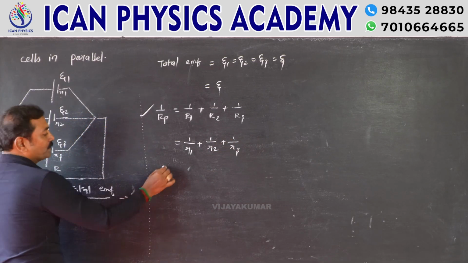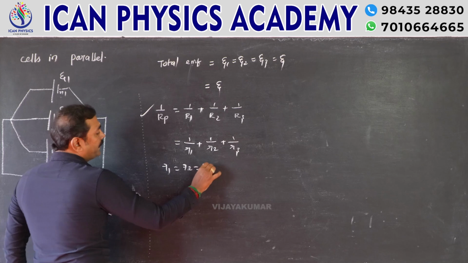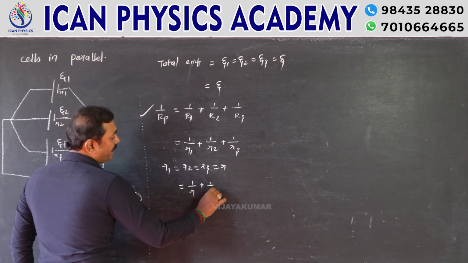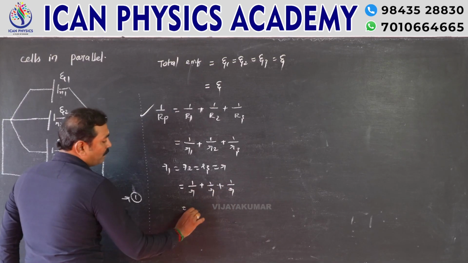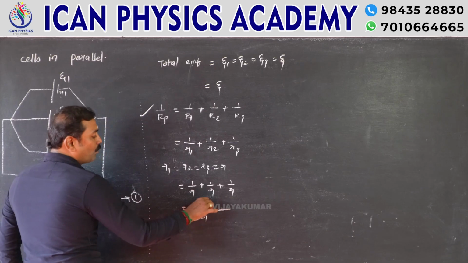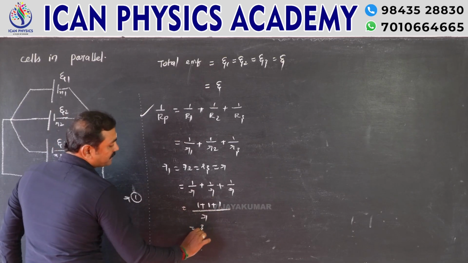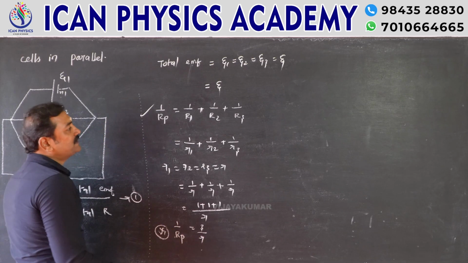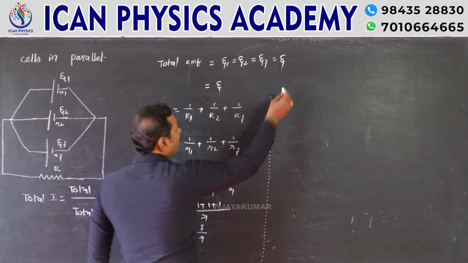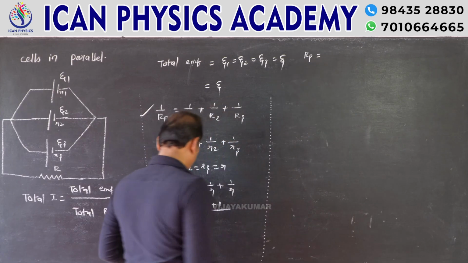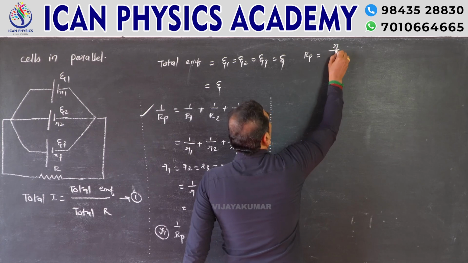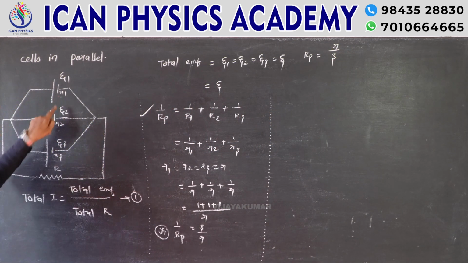Suppose r1 equals r2 equals r3 equals r. So it becomes 1 by r plus 1 by r plus 1 by r. Now the common LCM can be taken as r, so 1 plus 1 plus 1, so it becomes 3 by r, which is equal to 1 by Rp. Once again, taking the reciprocal, Rp equals r by 3. For our case, we are connecting 3 cells, so it becomes r by 3.